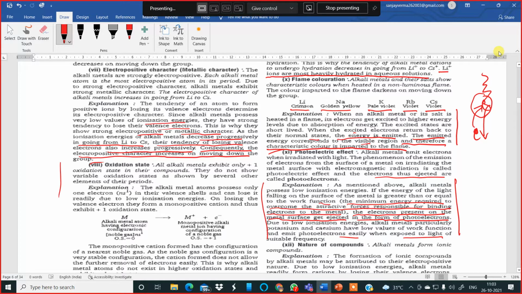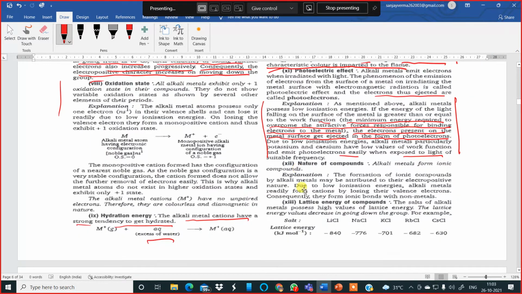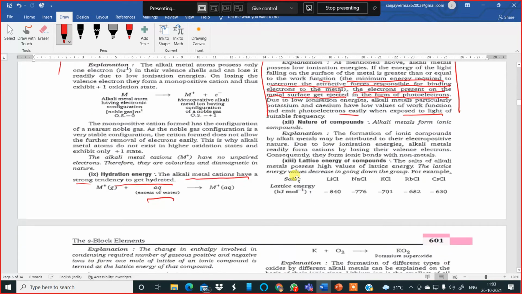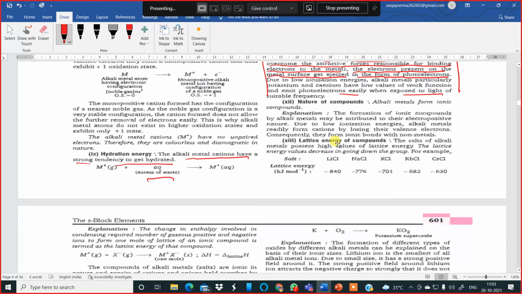Okay, so after that, coming to the nature of compounds. Alkali metals form ionic compounds. This is something which I have discussed in the previous class also. The formation of ionic compounds by alkali metals may be attributed to their electropositive nature. They are electropositive, that's why they form ionic compounds readily. The next one is lattice energy. Lattice energy, this is one important word.